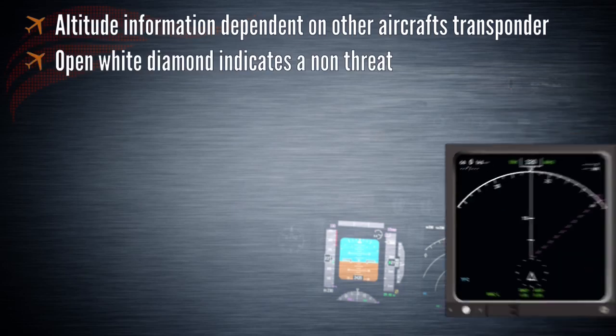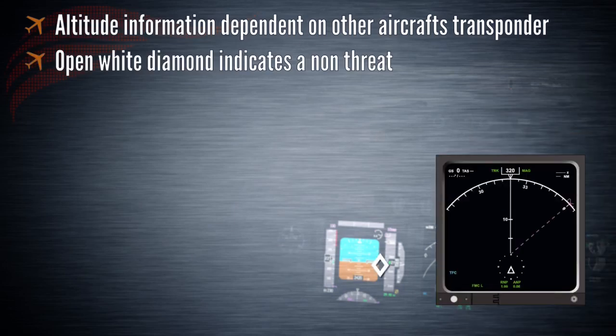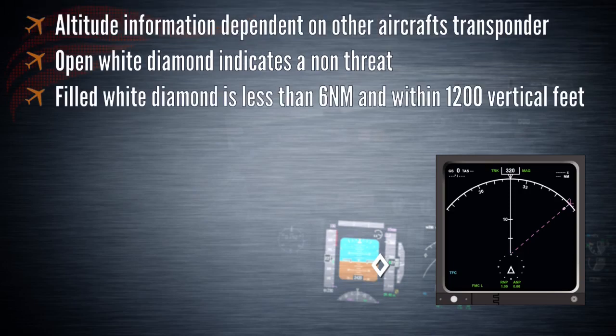An open white diamond indicates non-threat traffic that is greater than 6 nautical miles away, or is greater than plus or minus 1,200 feet vertically. This is simply referred to as other traffic. A filled white diamond indicates traffic that is less than 6 nautical miles away, and within 1,200 feet vertically. This traffic is still not considered a threat, but is referred to as proximate traffic.